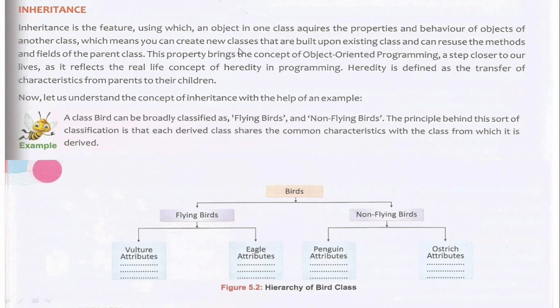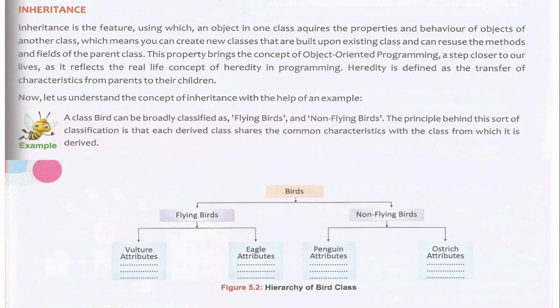That means you can create a new class that is built upon the existing class and can reuse the methods and fields of the parent class. That means this new class will use all the attributes, some of the attributes, or all the functions or methods of the previous class or its parent class. So this is called inheritance.